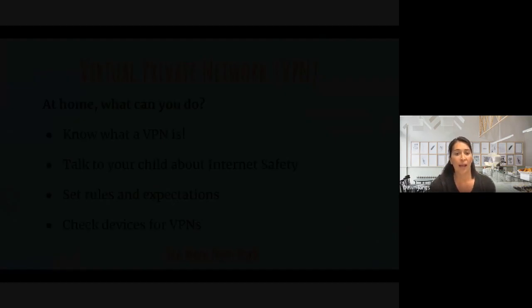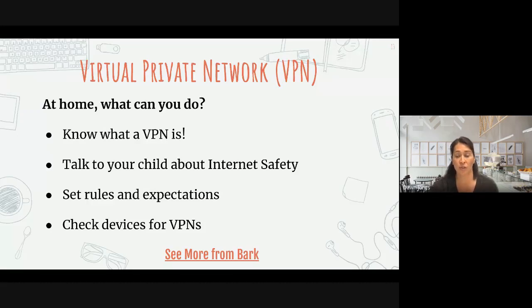At home, especially for VPNs, you know what it is now. So you can be on the lookout for what happens with the VPN. Talk to your child about internet safety, set rules and expectations, and then just browse your devices, check for them. Bark linked an article about VPNs for parents, so you can see more from that article. And again, it's just about educating yourself and knowing what your students or your children have access to. You're going to see a theme here, right? Know what it is, talk, set rules, check. You'll see this theme in the next couple of slides.